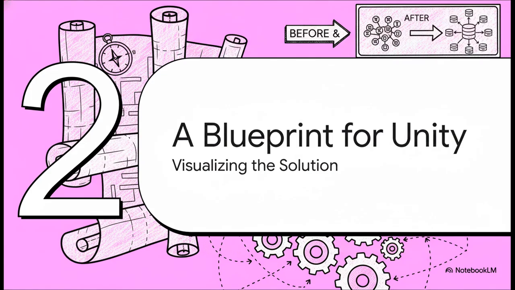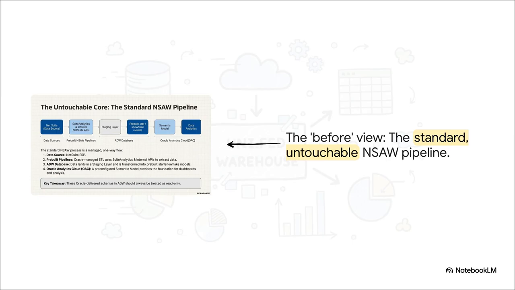All right, with that rule burned into our brains, let's check out the architectural solution. I'm going to show you a really simple before and after that'll make it crystal clear how this all comes together. First up, the before. This is your standard out-of-the-box NSAW pipeline. Data flows from NetSuite, goes through a managed ETL process, lands in the autonomous data warehouse, and then pops up in Oracle Analytics Cloud. The main takeaway here, think of this entire flow as a black box. It's read-only. It's the untouchable core.